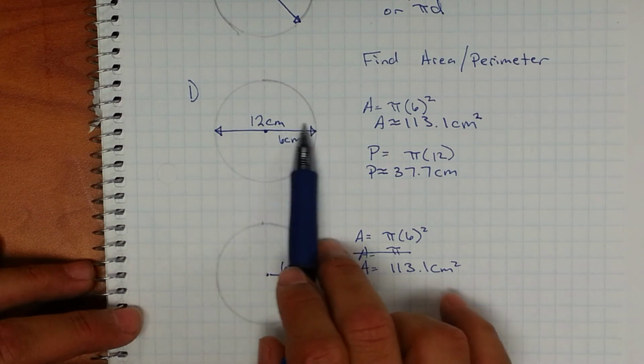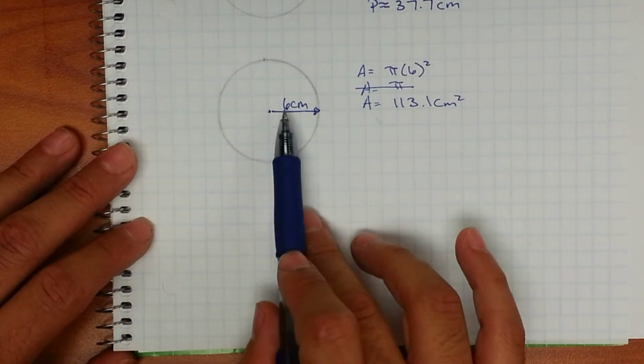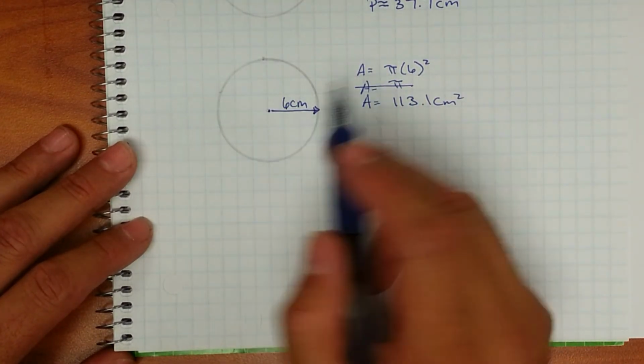And if you notice on my previous problem, it's the same problem, but right here I give you that the diameter is 12, and this one I give you that the radius is 6. So it's actually going to be no different because right here the radius is going to be the same.